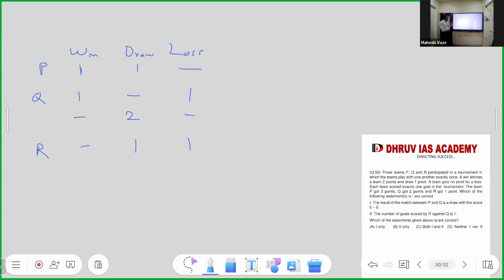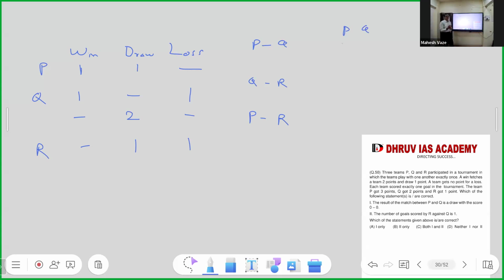So now we will see basically the 3 matches. 1 match will be PQ, another match will be QR, and 1 match will be PR. This will be 3 matches. Suppose we assume that P has won against Q and drawn against R, because R has drawn 1 match. So if that assumption holds, P won and R lost.